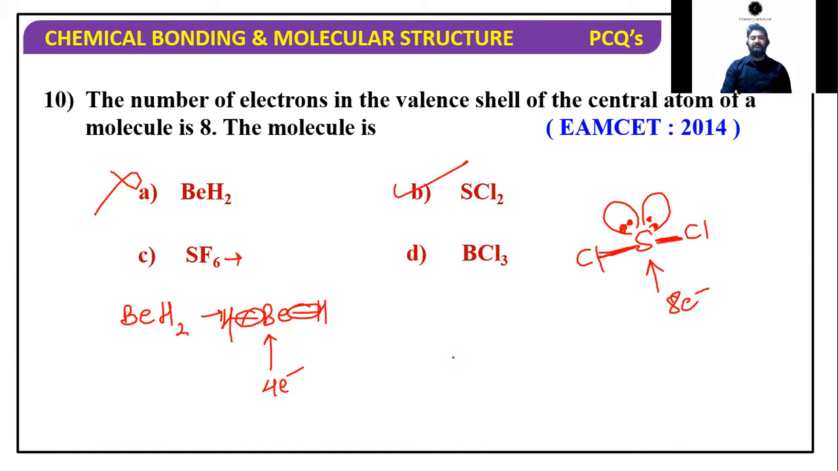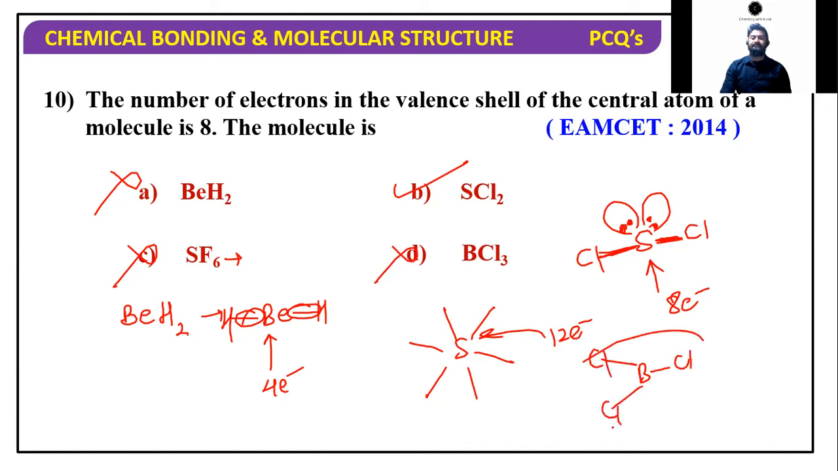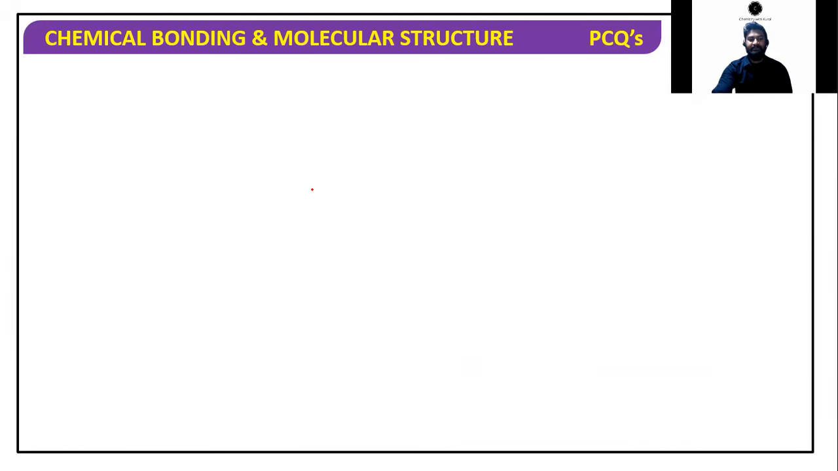Why is this not the answer? Because here, how many electrons do we have around it? Absolutely correct, 12 electrons. So even this is not the answer, and neither is this, because BCl3 has a geometry like this. So the answer is option number 2. Let's go to the next question. Very good. If you got it correctly, this is how we do it.